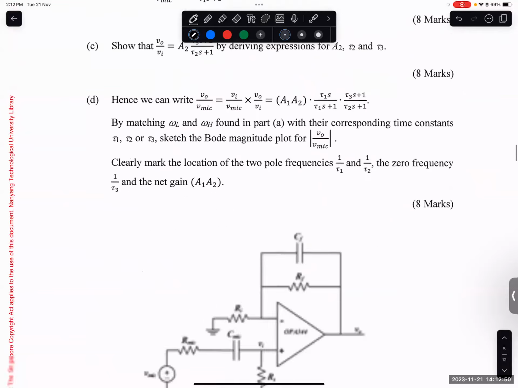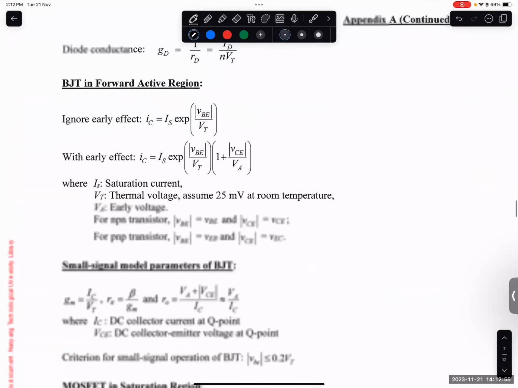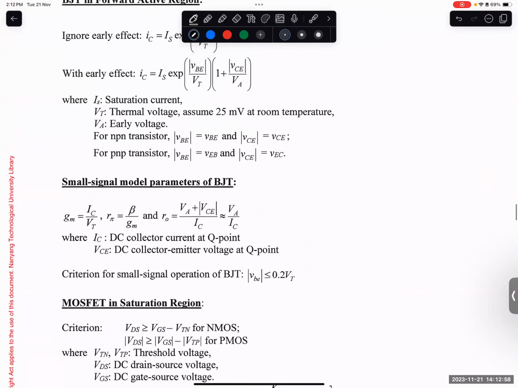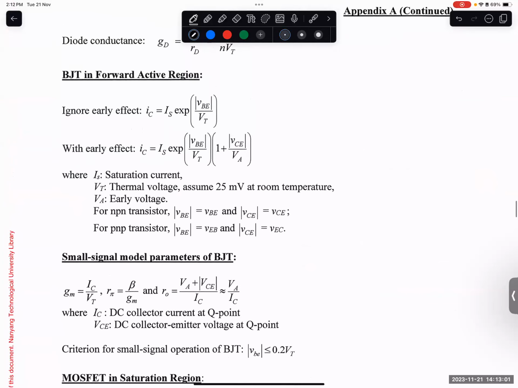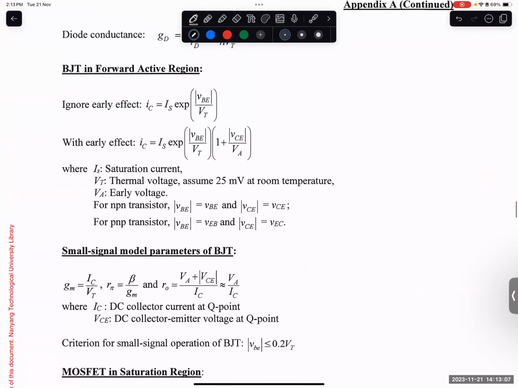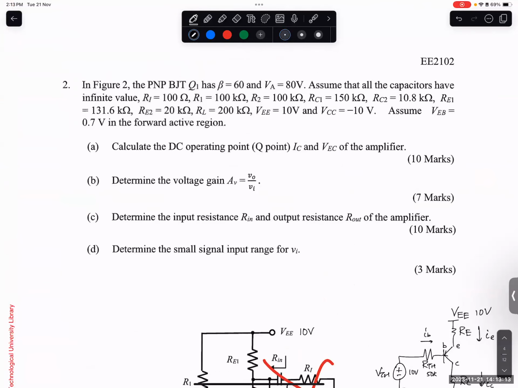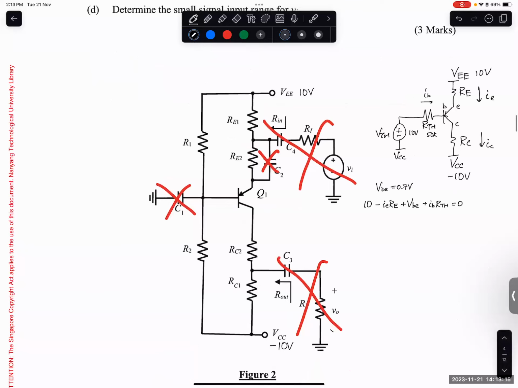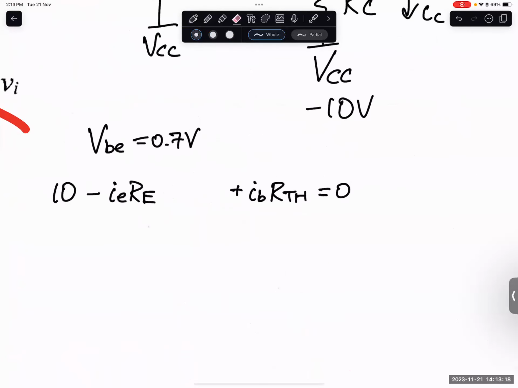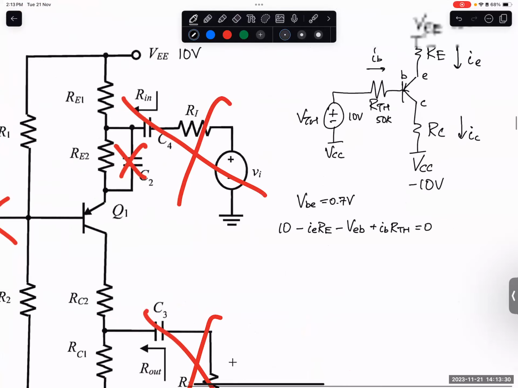Is it VEB or VBE that is 0.7? Did they say that? The question gives VEB as 0.7. Oh, okay. Then I just write minus VEB. Okay, then everything else should be correct.